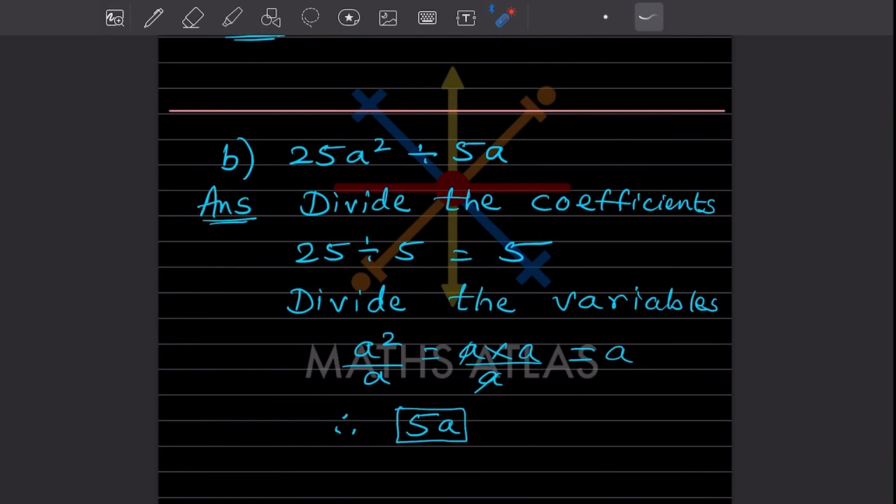Now 25a square divided by 5a. So what are we going to do here? First, this is division, right? So these are the coefficients, right? So we are going to divide the coefficients. So 25 divided by 5, that is going to be 5. Now we are going to divide a square by a.